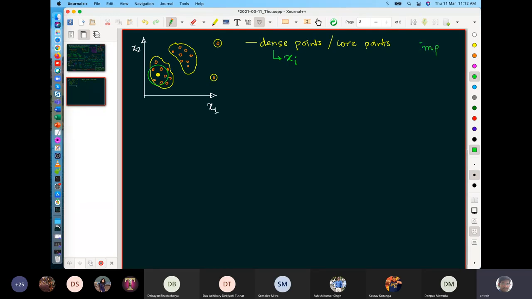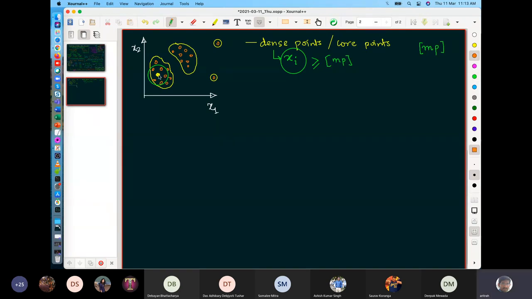Suppose I allow a minimum of MP points to be residing within this circle. If I find that the circle I draw around this point xi has more points than my allowed limit, then I call this a dense point because it is surrounded by a dense population. If you have been in a railway station, you can understand being surrounded by a dense population, because the number of people around you is more than a certain predefined threshold. So we call such points dense points. Obviously, with respect to dense points, there is a chance of forming a cluster. That's why we define this.